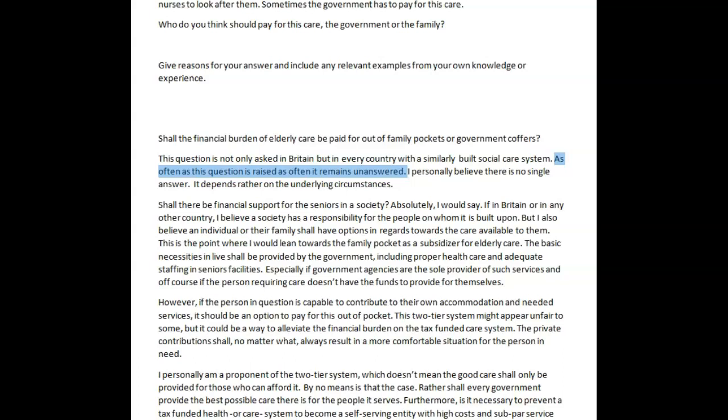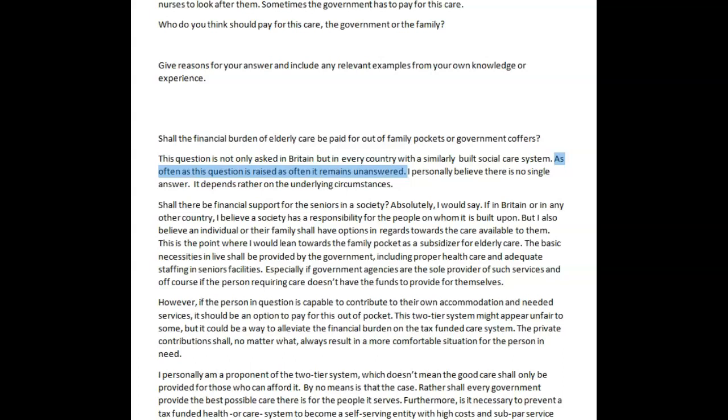Now, let's see. You said there is no single answer. It depends on the underlying circumstances. I can see that it can be very tempting to kind of stick to the middle. But I do want to recommend to you that you at least go 51-49. Okay, because you do need to take a position. They're asking you very specifically. So I can understand that it might be tempting to just kind of go to the middle, 50-50. But again, give a little weight to one rather than the other. Okay, so you could have said, I personally believe that the underlying circumstances determine this, but by and large, it is the responsibility of the family. Okay, so something like that would have been good.